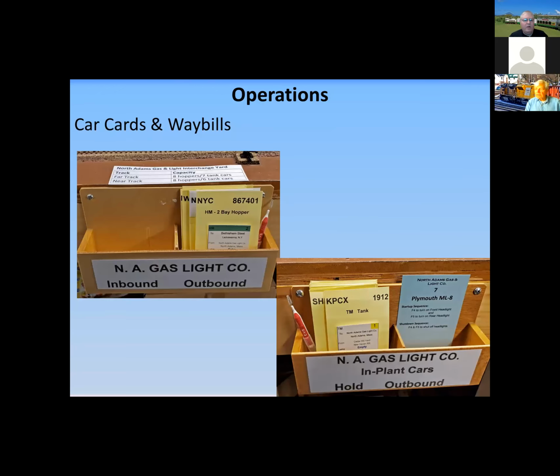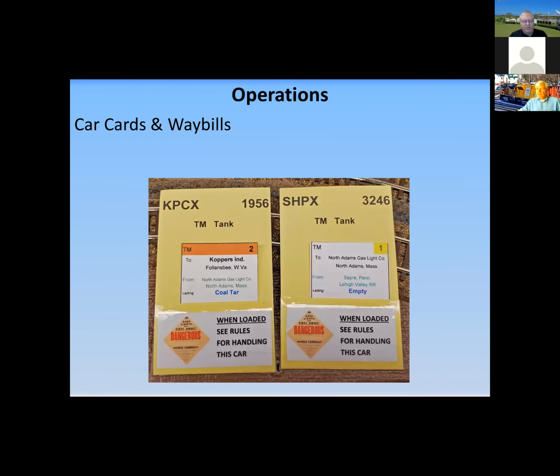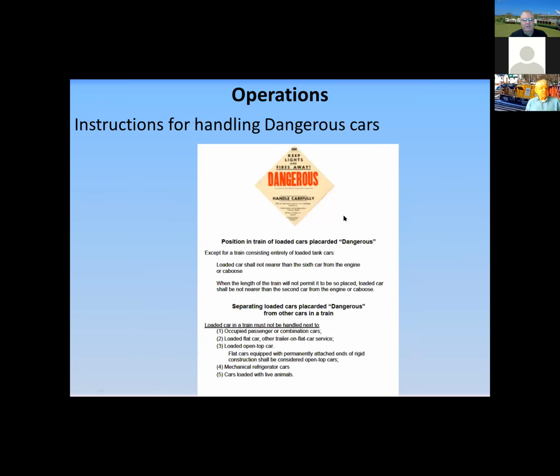My layout is operated with car cards and waybills. So there's one box for the plant cars and the other box for the exchange track where cars are dropped and picked up. And after Dave Hussman's presentation about hazmat a few months back, I placarded the car cards that carry hazmats. And when those cars are loaded, the rules for hazardous materials apply. At a number of places on the layout, I have a little job guide that tells people how to place those cars in trains based on the rules from the early 1960s.